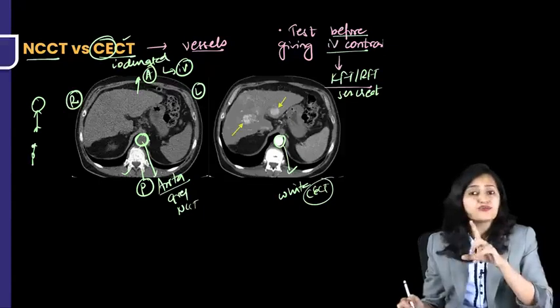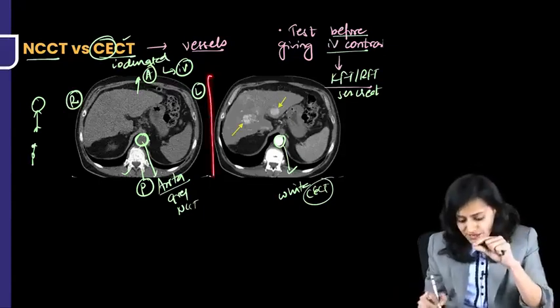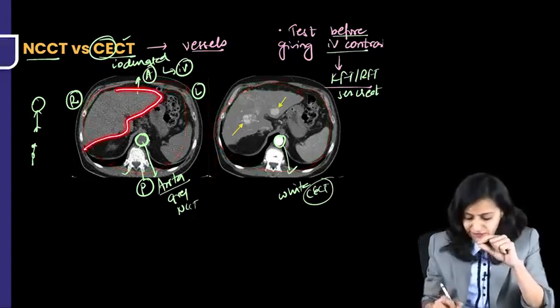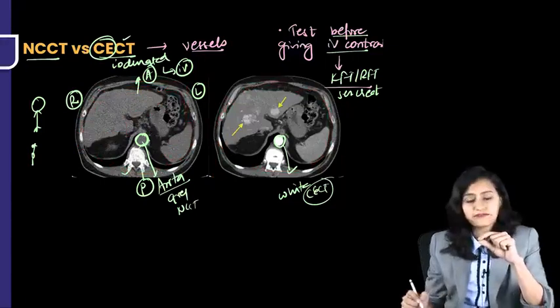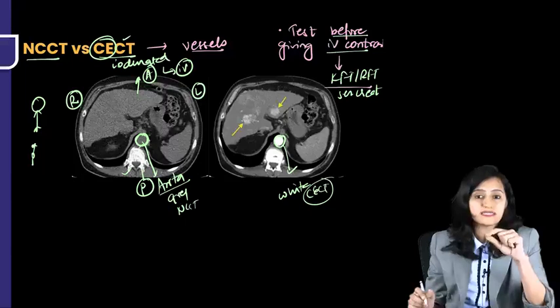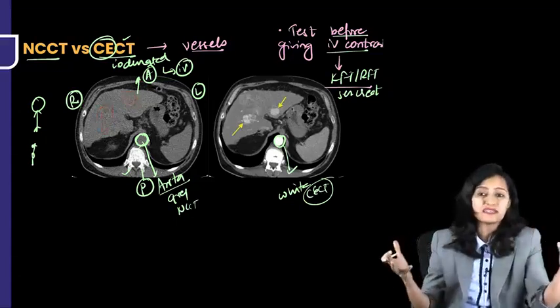And why do we need to do contrast scan? Look at the difference between two images. This is the same patient, non-contrast CT, contrast CT. This is the liver on the right and the spleen on the left. In non-contrast CT, you don't see the lesions which you are seeing in the contrast scan. Why? Because in non-contrast CT, the lesions have the same density as the adjacent liver.